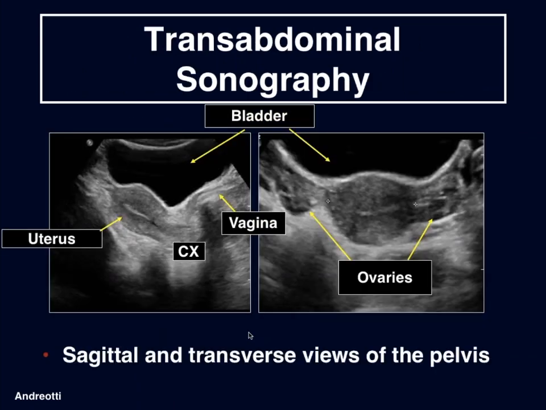So here we have our typical image transabdominally showing the distended bladder with the uterus behind the bladder. And then in our transverse image, once again, the uterus, and we can see the ovaries on either side of the uterus.